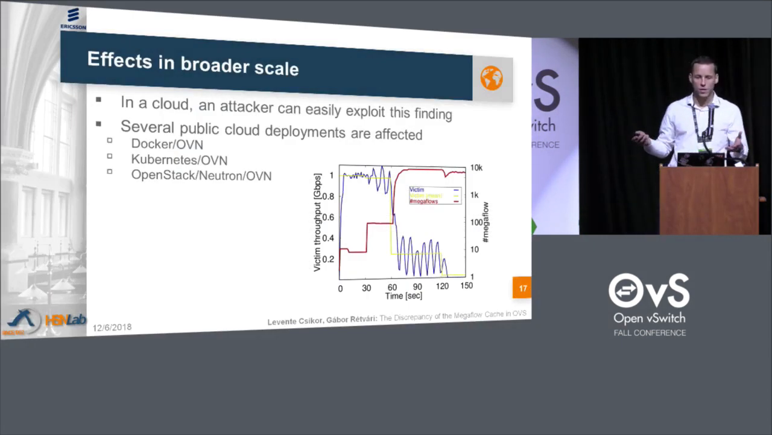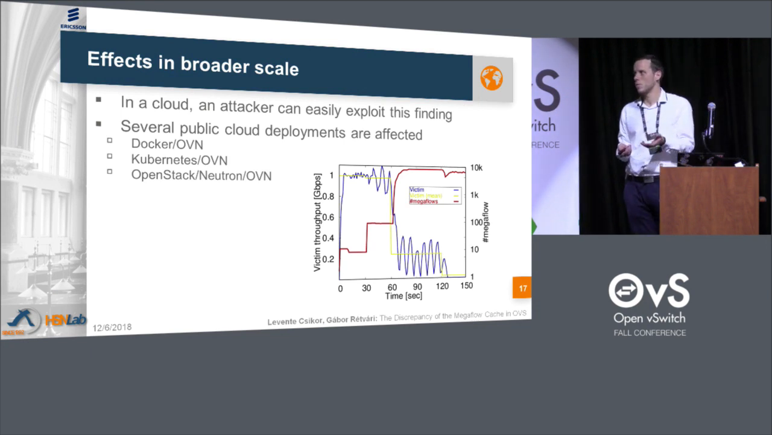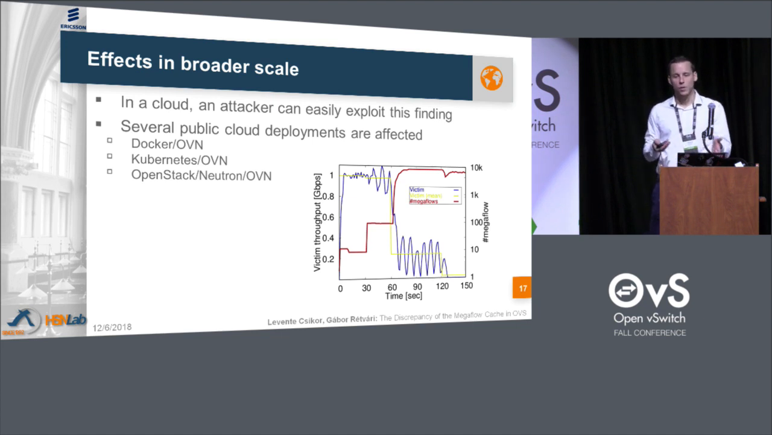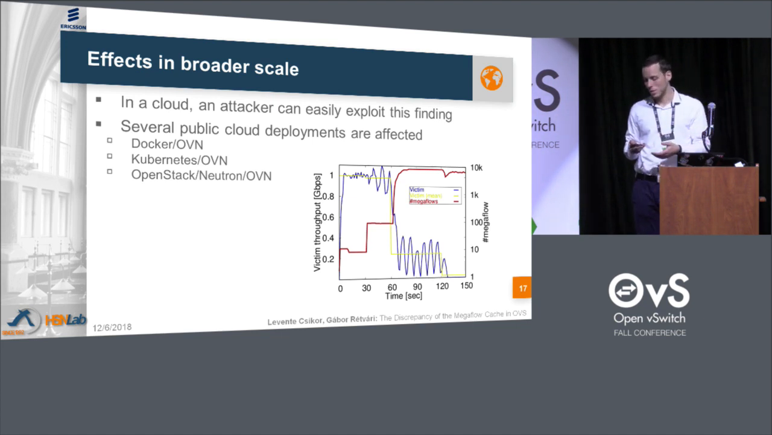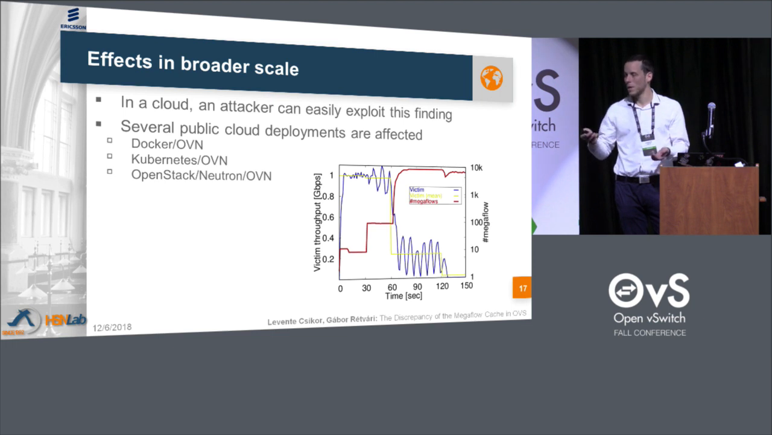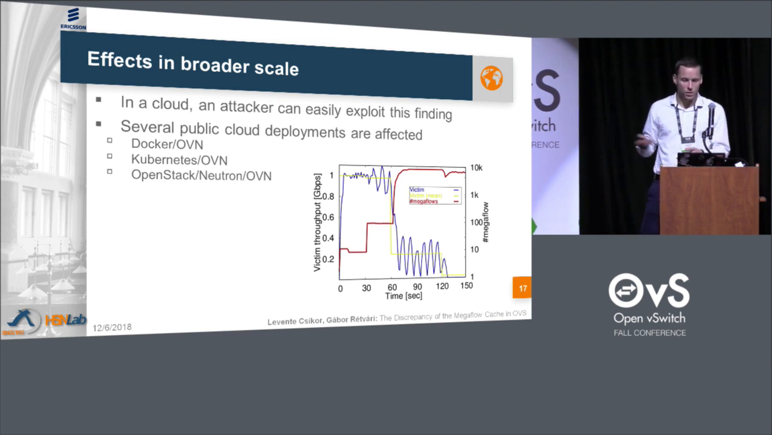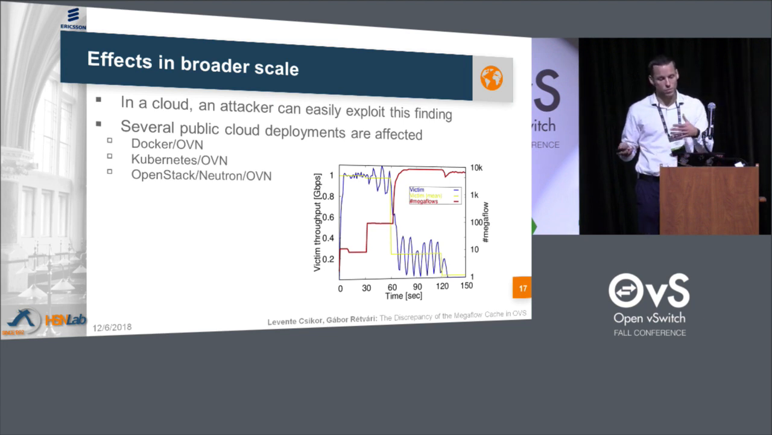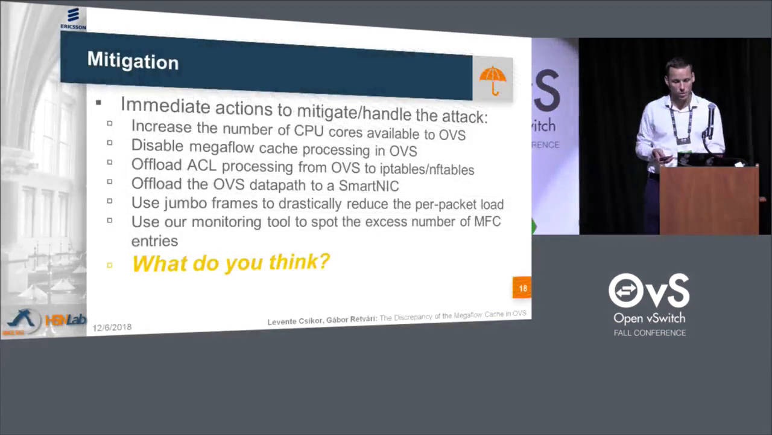And just to consider the effects on a broader scale, this applies to all the cloud deployments that are actually using vSwitch, at the moment, though it can be a corner case in some cases. This is just an example measurement done in Kubernetes, but we also measured similar performance issues with all possible deployments that rely on vSwitch as a hypervisor switch.